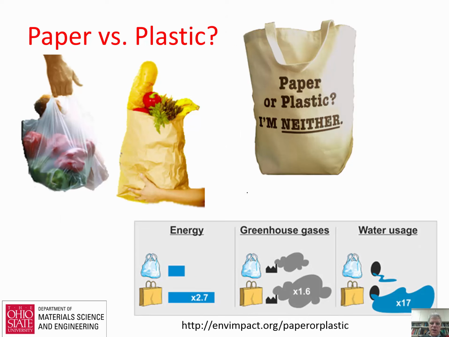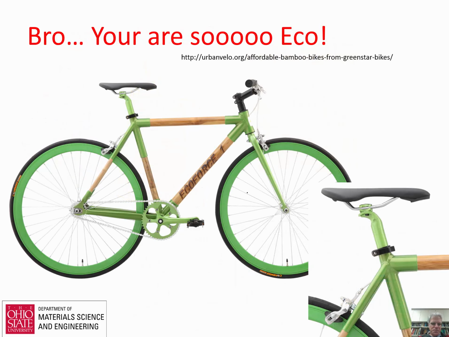So that's one. Another one that I find kind of funny. This is the EcoForce 1 bicycle. And if you notice, why it's eco is it's made from a bamboo frame, and you can see from here to here this is bamboo, from here to here this is bamboo, from here to here this is bamboo. The rest of it, if you look closely, is metal, and yeah, it's kind of cool. It looks cool. I do have a little bike envy for this thing, but at the same time, it's not necessarily a really sustainable thing.